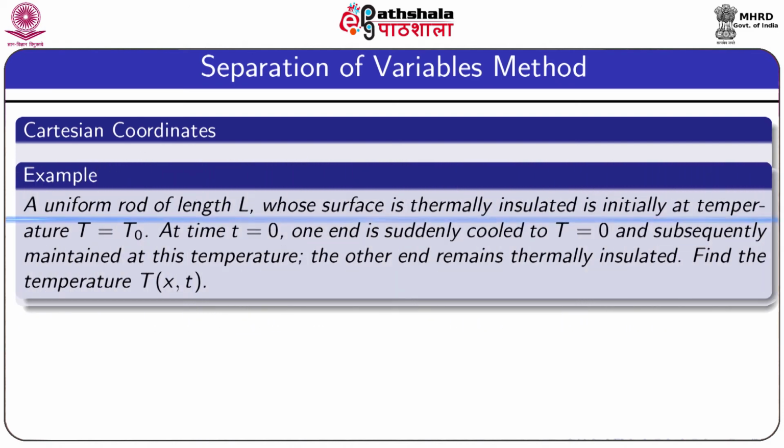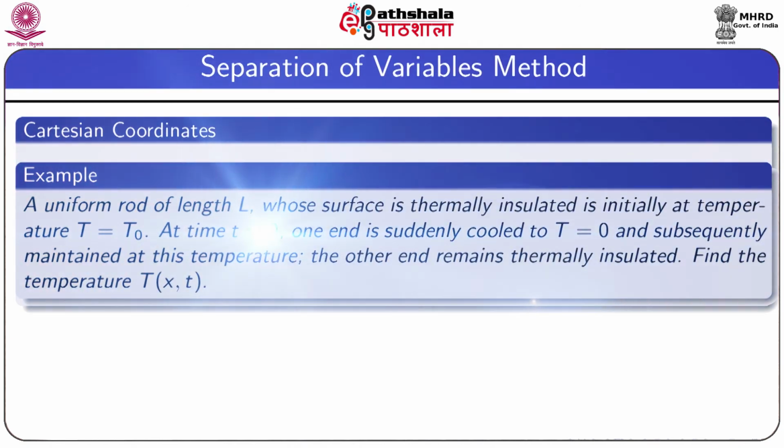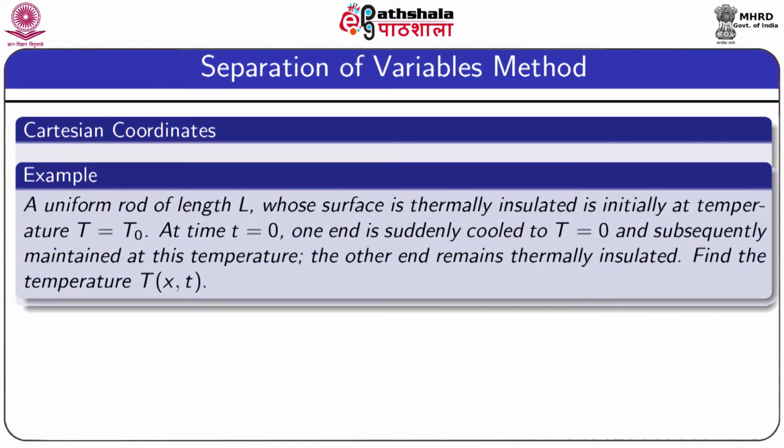Now, this is an example where we need to solve the heat equation in the Cartesian coordinate system. So, in this problem there is a uniform rod of length L whose surface is thermally insulated and initially it is at temperature T equal to T0. At time t equal to 0, one end is suddenly cooled to T equal to 0 and subsequently maintained at this temperature. The other end remains thermally insulated and we have to find the expression for capital T.